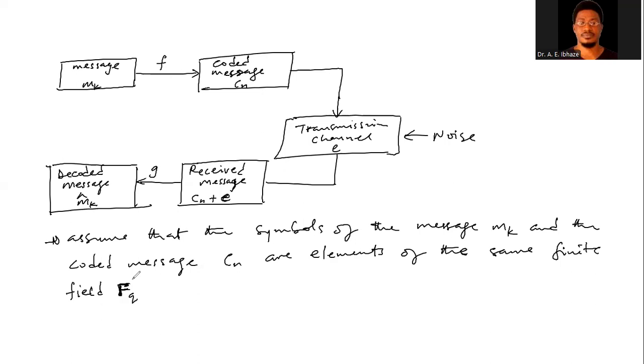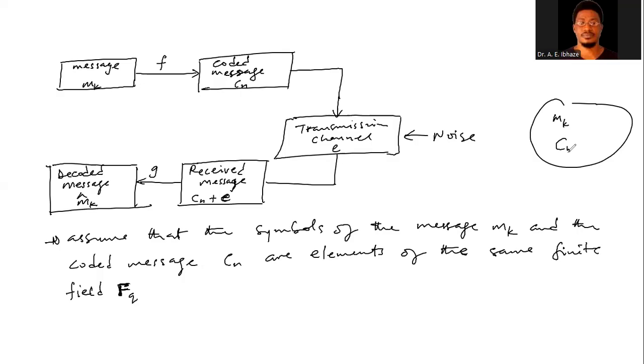So we have the message symbol, and then we have the coded message symbol, c sub n, and we are saying that they all happen to be elements in the finite field. So if this is the finite field, then we have m sub k elements here, and we have c sub n elements. Okay? Because if m sub k and c sub n are not all elements of the same finite field, decoding will become difficult after it must have been corrupted.